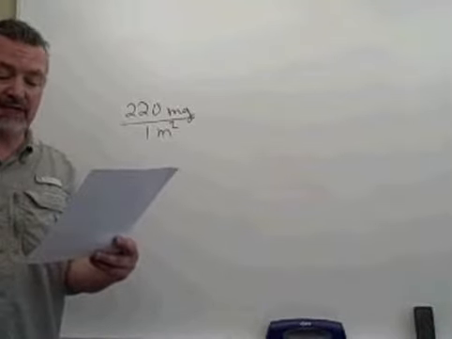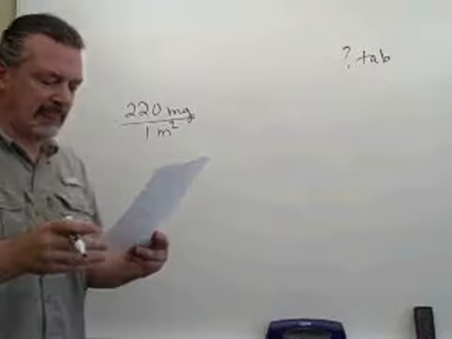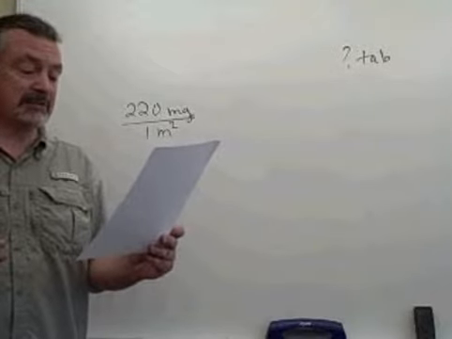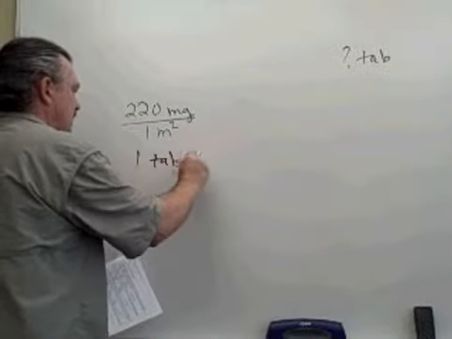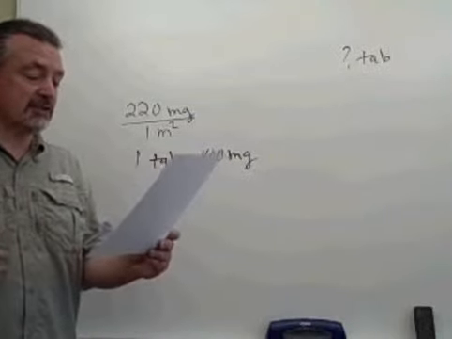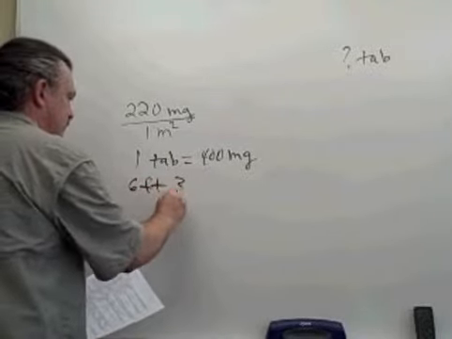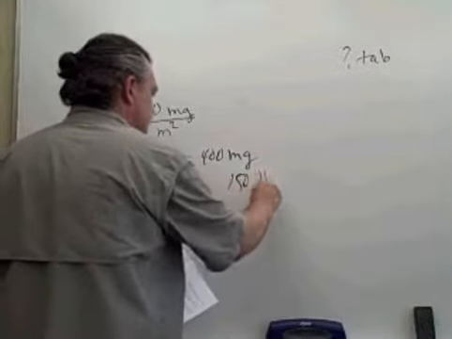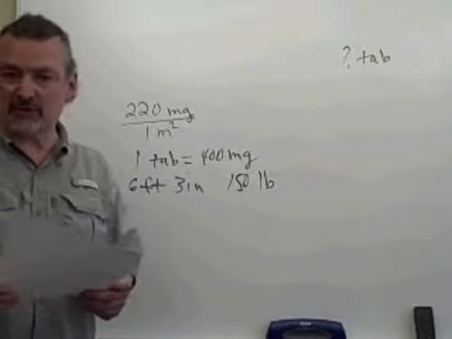How many tablets of this antiviral drug will you administer if each tablet contains 400 milligrams? So one tablet equals 400 milligrams of the drug. The patient is 6 feet 3 inches tall and weighs 150 pounds. Use the formula to approximate body surface area.